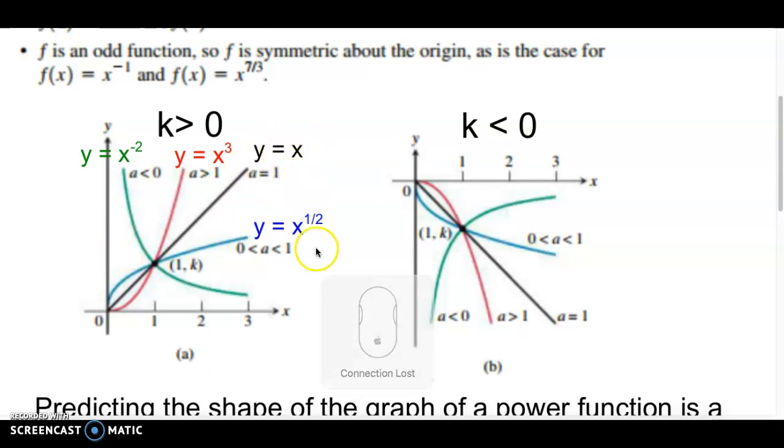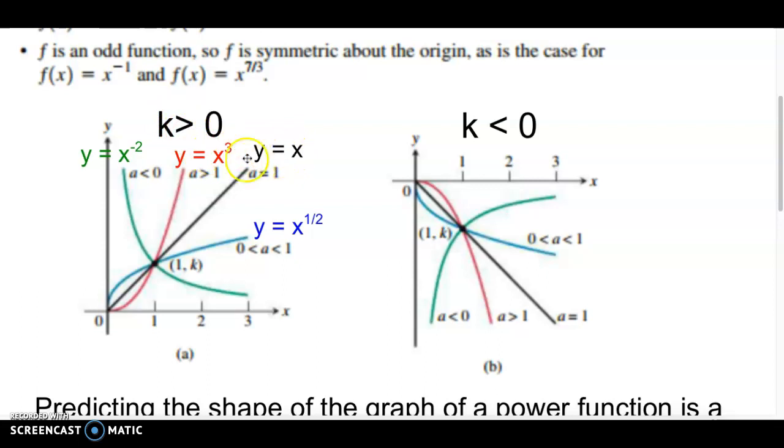Something with an exponent that is between 0 and 1, like a square root, would look like this blue function. Something that has an exponent bigger than 1, like this red, like x cubed, would look like this. And something that has a negative exponent would be decreasing, because that would be 1 over x squared. So the bigger x got, the smaller the y value would get. That's if k is positive.